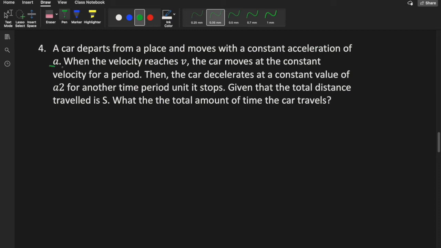Here the car moves with constant acceleration of a1, reaches a velocity of v, and then moves at constant velocity, so it moves at v for another time period, and then decelerates. So pause the video and try to solve this problem by yourself first. So now I'm going to do it. The first thing I did is I drew a picture. So this is where the car starts to depart, and then it moves for a time period, and then travels at v for another time period. So here is also v, and then it decelerates until the velocity is 0 meters per second.